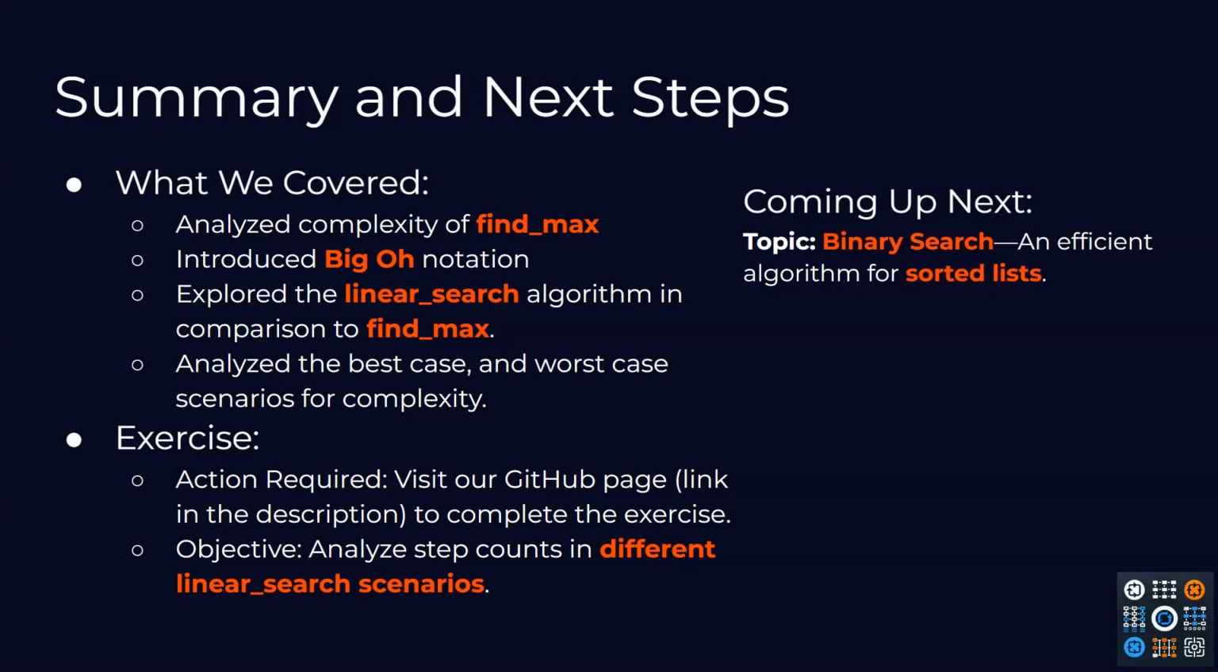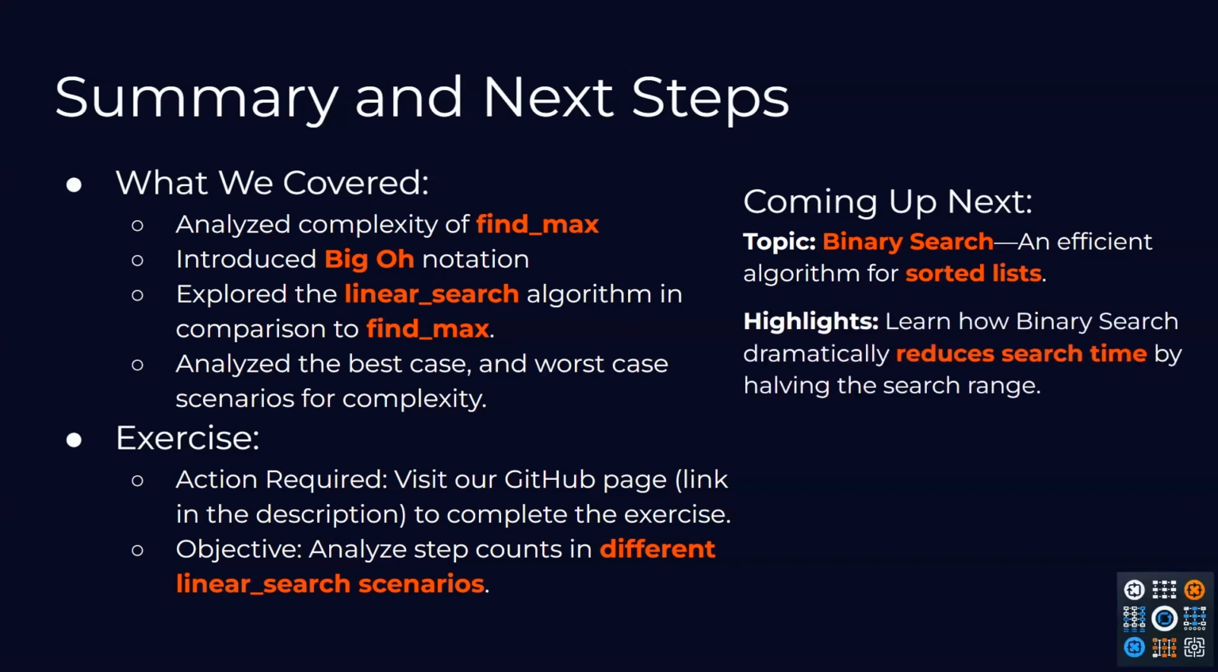Coming up next, we'll explore binary search, an algorithm that takes search efficiency to a whole new level. While linear search checks elements one by one, binary search is much faster. But there is a catch: it only works on sorted lists. By continually halving the search range, binary search quickly zeroes in on the target, making it a vital tool in algorithm design. Don't miss our next video, where we will break down how binary search works and why it's such a game changer.